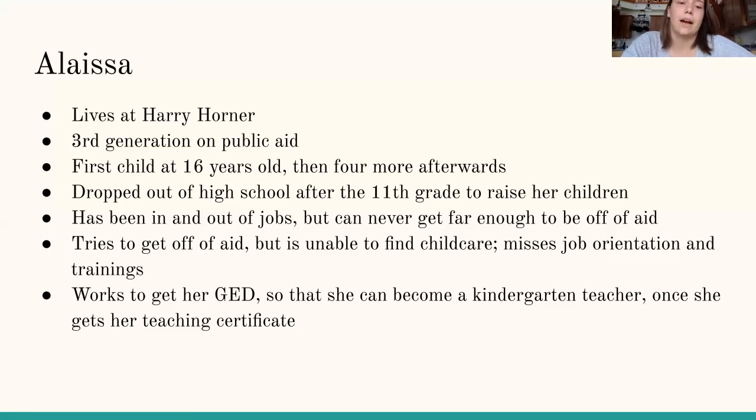The documentary was talking about how much she wanted to get off of public aid. She was a third generation in her family on public aid and really struggled with that as part of her identity. She was the first child, and she had her first child at 16 years old, and then she had 4 more after that. Due to her children, she dropped out of high school after the 11th grade to raise them, and she has been in and out of jobs ever since, but can never get far enough along in the process to be off of aid, which we see a lot based on policy issues.